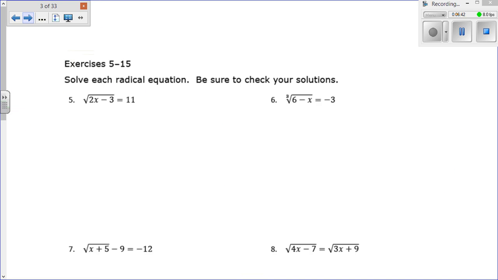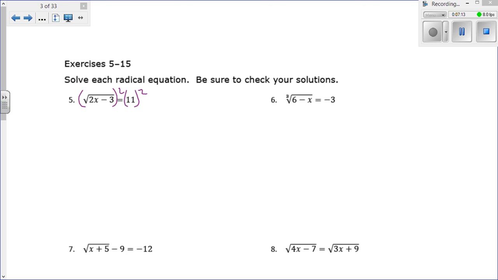Next page. Exercises 5 through 15. Solve each radical equation. Be sure to check your solution. All right, the first thing we have to check is whether our radical is isolated. And in this case, it is. So the next step is to square both sides.